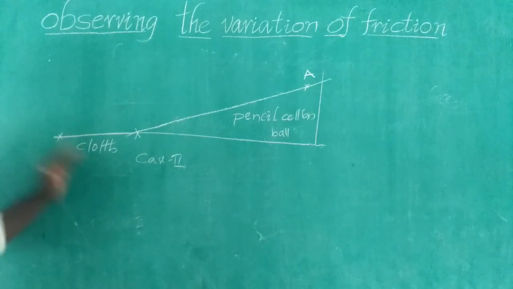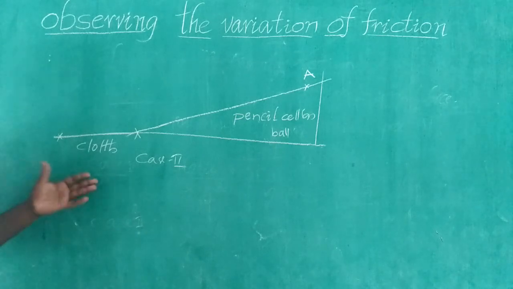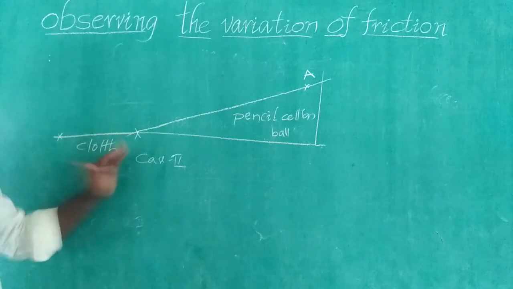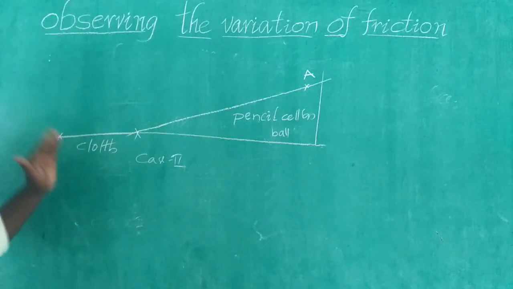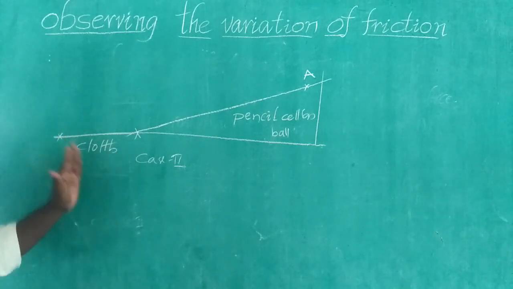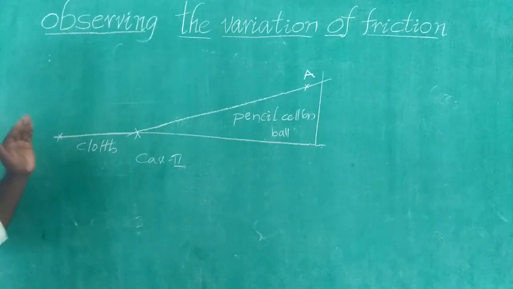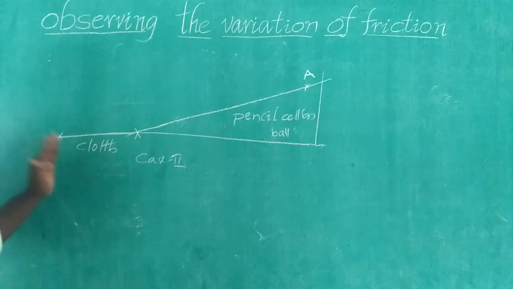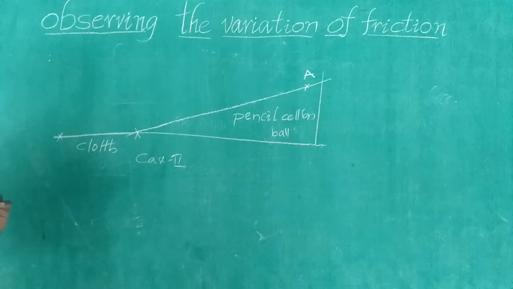Okay, in all cases, is the distance covered by the pencil cell equal or not? We say that the distance covered by the pencil cell is different on different surfaces. The distance covered is maximum on a smooth surface like marble or glass. But in the case of the cloth on the floor, it travels the minimum distance. Why? What is the reason?